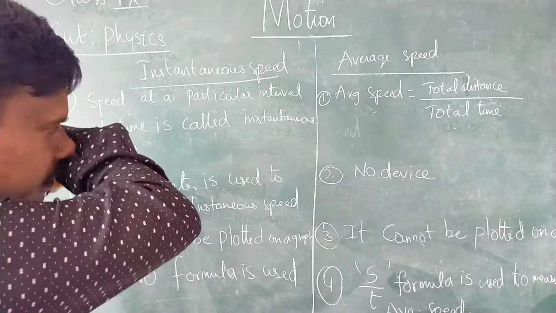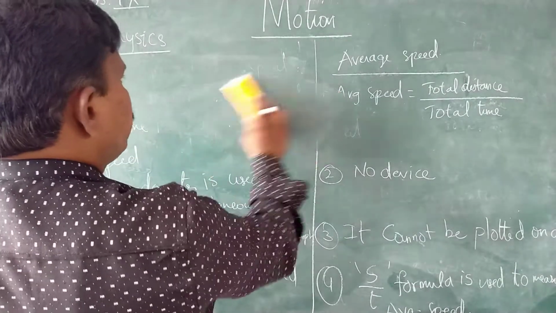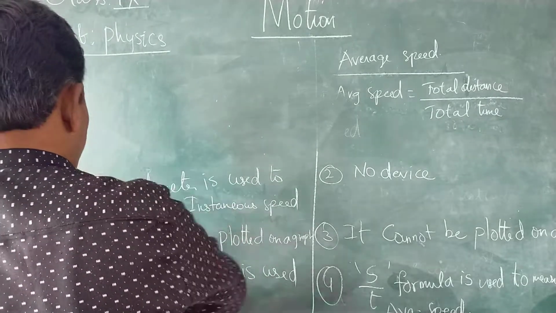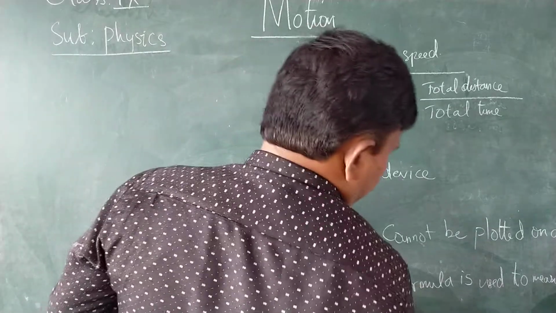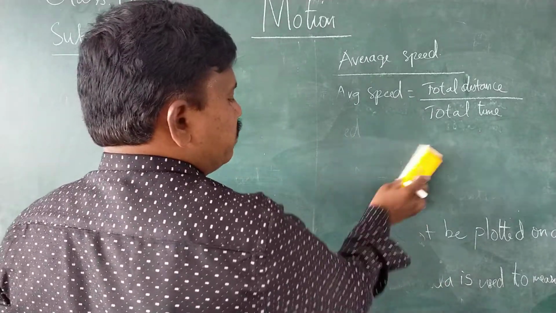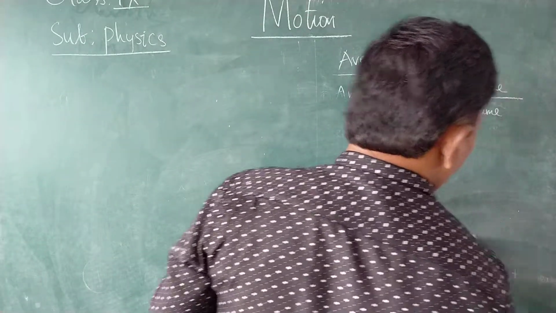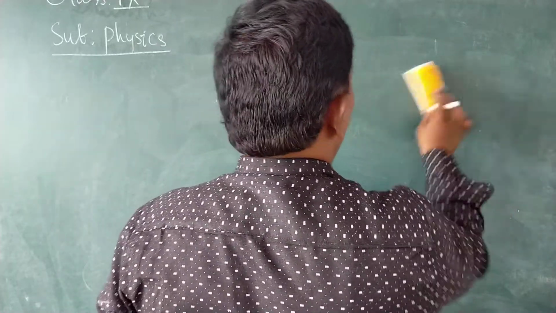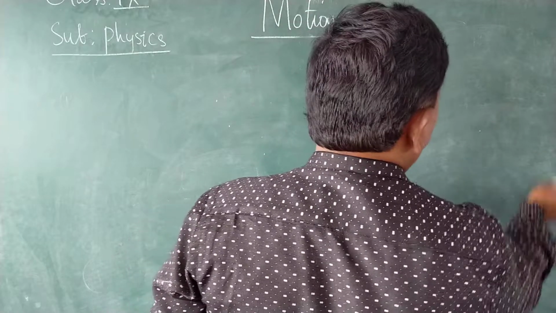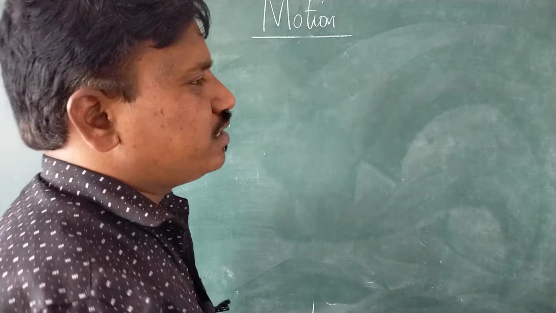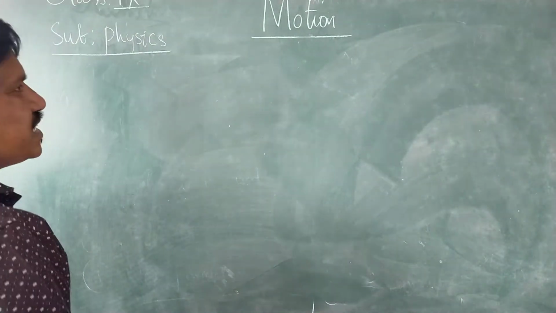Then the next one: what are the units of instantaneous speed? Meter per second. Average speed, the same, meter per second. With what letter will we denote instantaneous and average speed? The same, v. Both are scalar quantities.